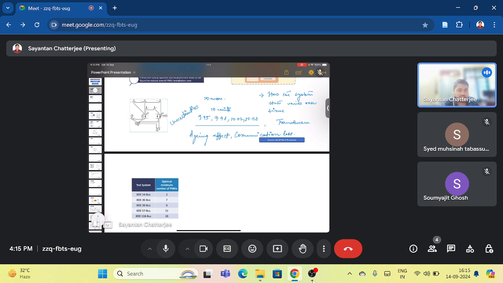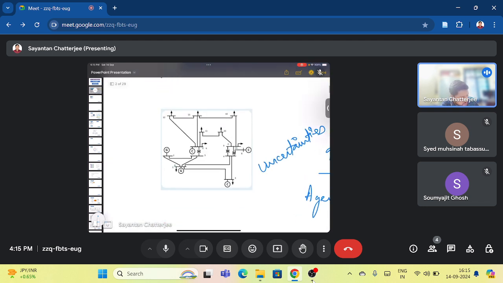So with these uncertainties, what we can understand is that the metering equipment that directly gives the reading can't be trusted, because we are not taking hundreds of readings over time. What we can do is, suppose this is the system under consideration, the IEEE 14 bus system. Let's suppose we have a meter here, just as an example.